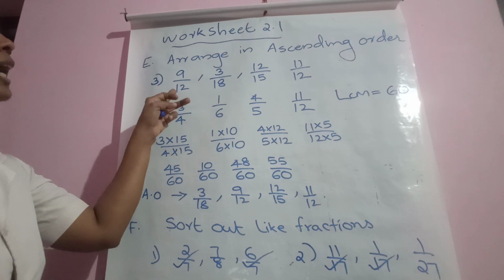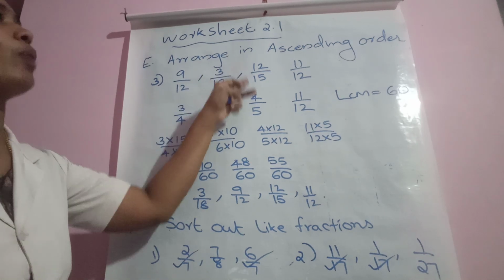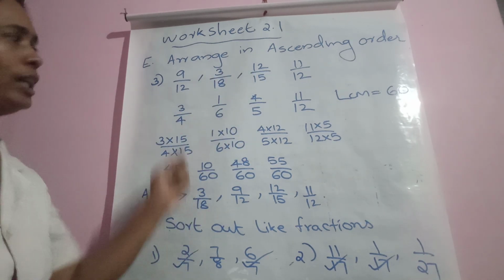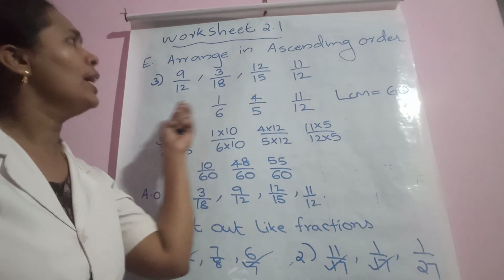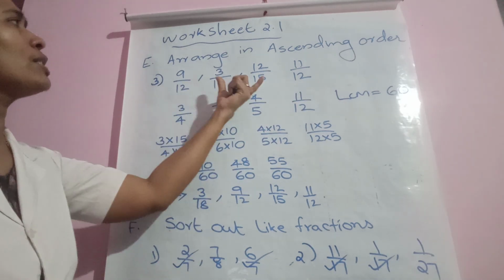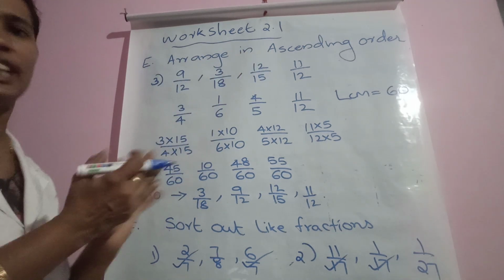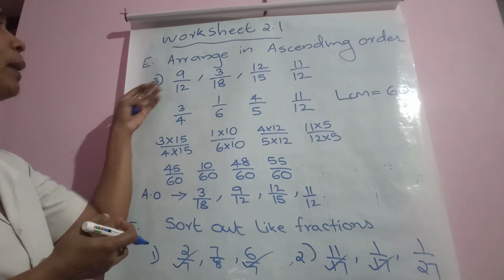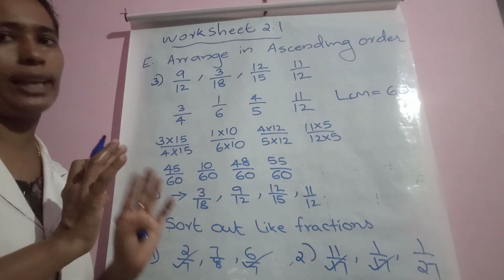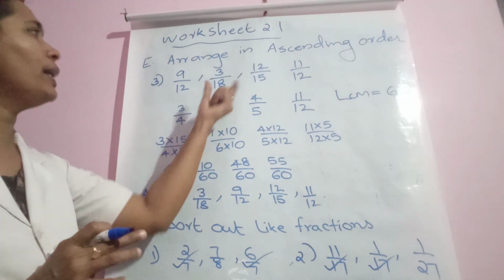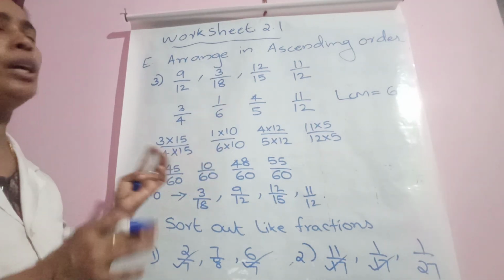In the third question, 9 by 12, 3 by 18, 12 by 15, 11 by 12 are given. All are big numbers and they are connected, so it is difficult to find out. The only thing is that 9 by 12 and 11 by 12 we can group, and we can see that 9 by 12 is smaller than 11 by 12. That is the only thing we can write. But the other fractions are not easy to compare with each other.